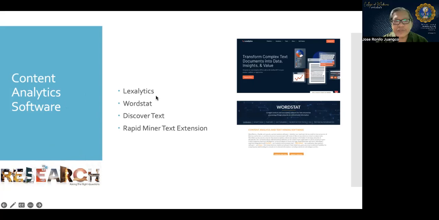For content analysis, you can use different software. So you have Lexalytics, WordStat, Discover Text, or RapidMiner Text Extension. This is an example. This is the website for Lexalytics. This is the website for WordStat. So you can use these software to analyze your data. Okay, so even qualitative data have software.